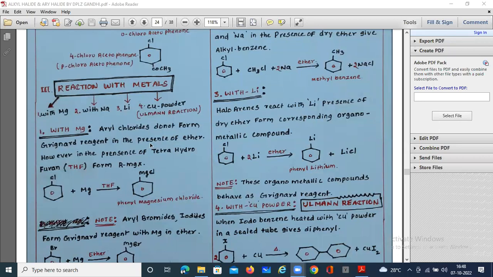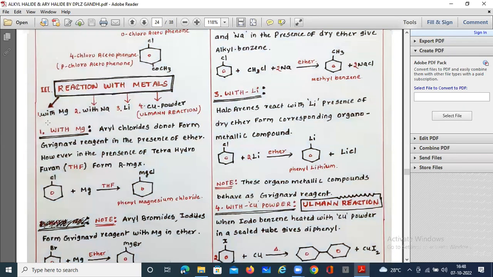So the third one is the reaction with metals, and remember the fourth one is reduction. Now we are learning the third one, reaction with metals. How many types are there? First, reaction with magnesium, then reaction with sodium, lithium, and copper powder. First let us know the first one, with magnesium.